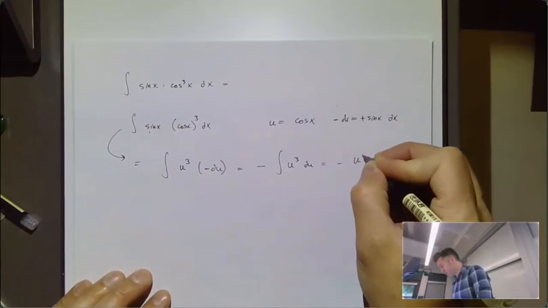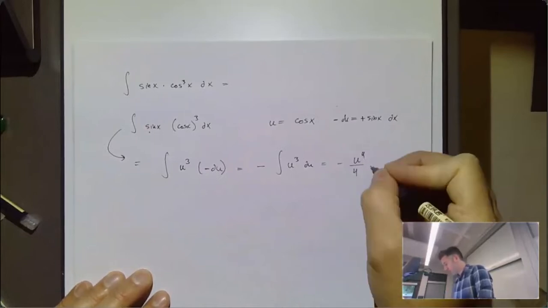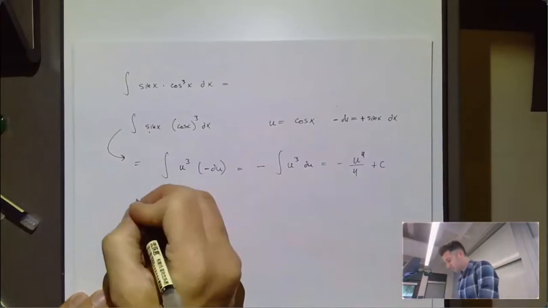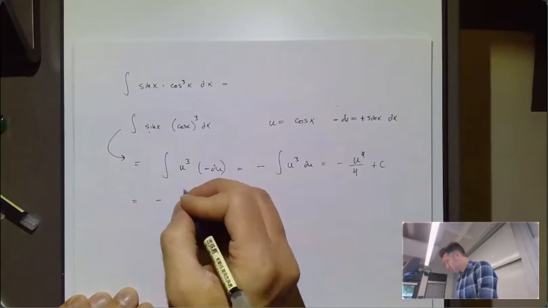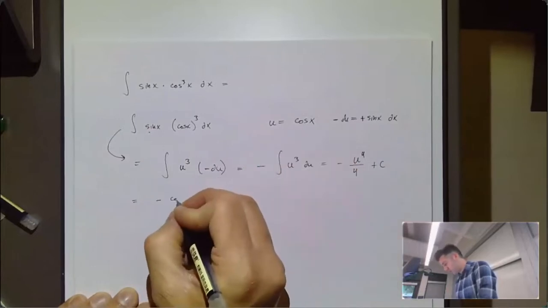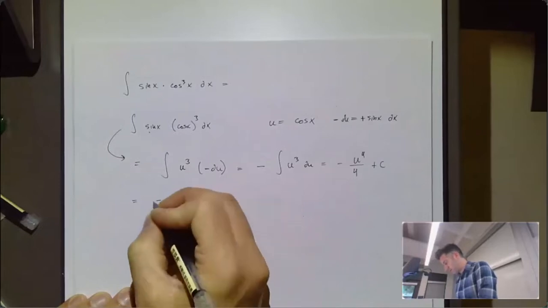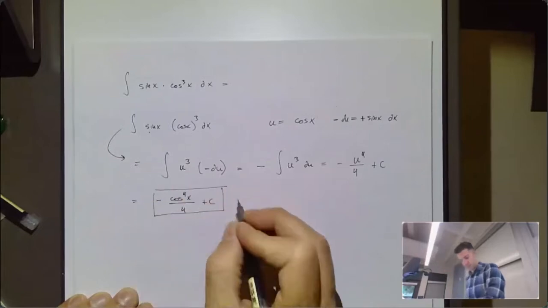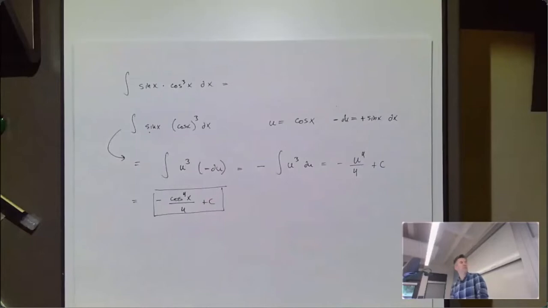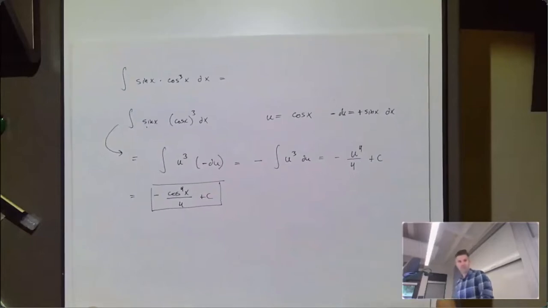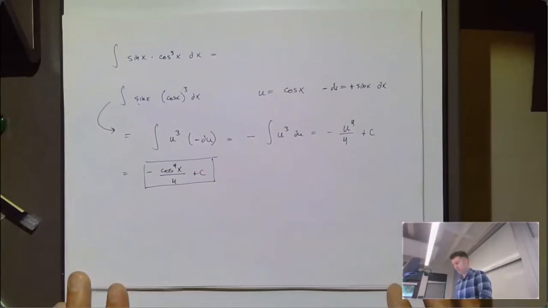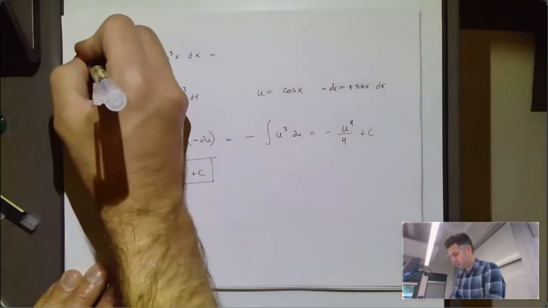Negative u to the 4th over 4 plus c. And then we get negative, our u was cosine, so negative cosine to the 4th of x over 4 plus c. All right.